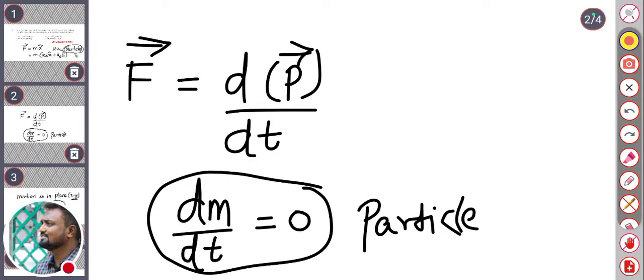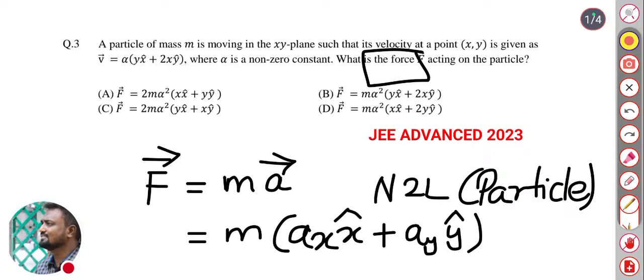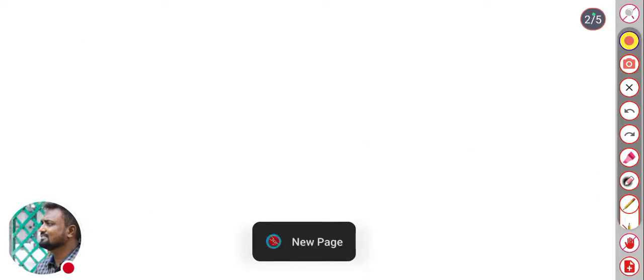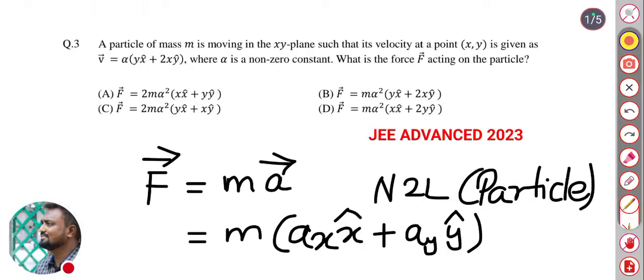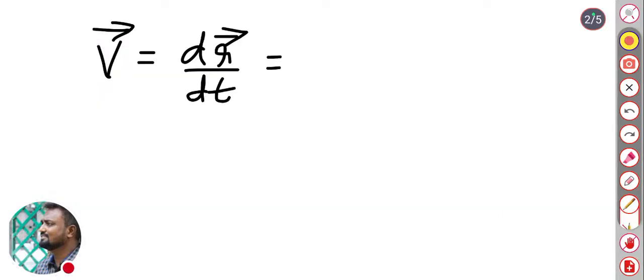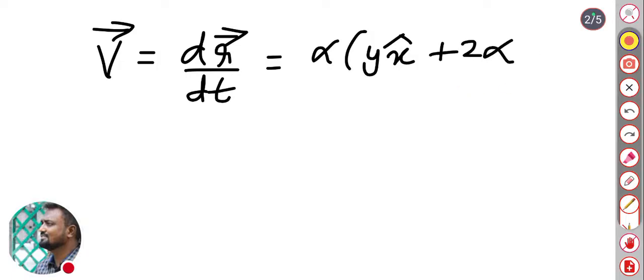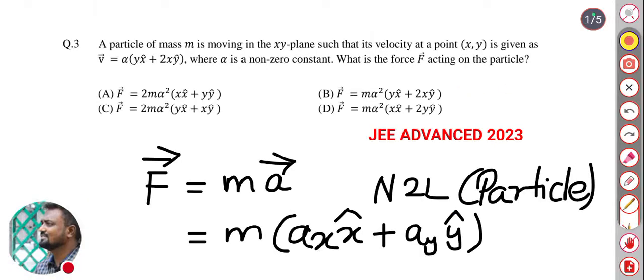So we want to find the force. It's asked. So what have we been provided with? We have been provided with a velocity. What is velocity? We know the formula for velocity: velocity is dr vector by dt. So it's been given here: alpha y x cap plus 2 x y cap.